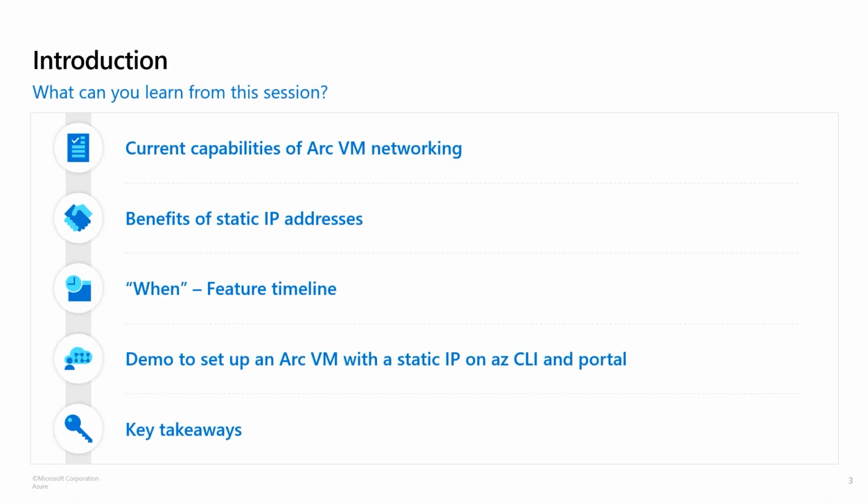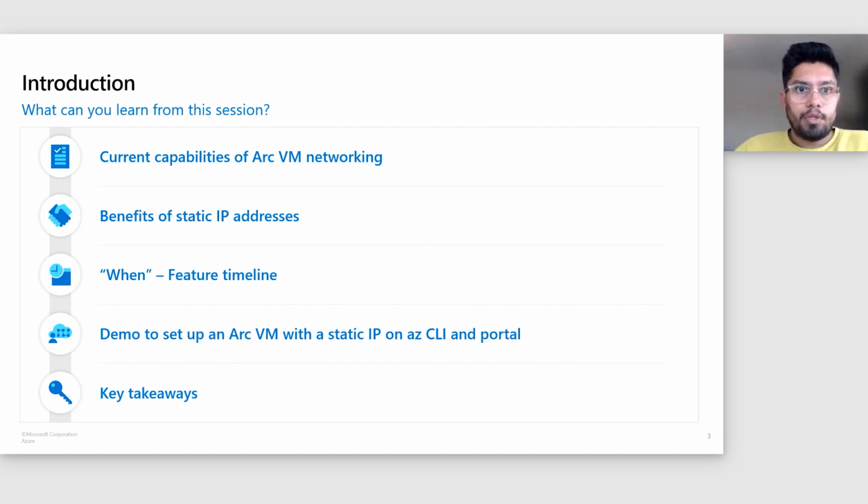All right, let's dive right in. In today's session, we'll start with the current capabilities of Arc VM networking. We will then touch upon the benefits of having static virtual networks on Azure Stack HCI. Then I will present the feature timeline, and then we move into a quick demo for the feature on both Azure CLI as well as Azure Portal. Finally, we'll round off the presentation by summarizing the key takeaways.